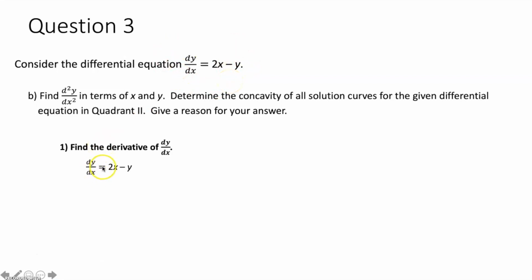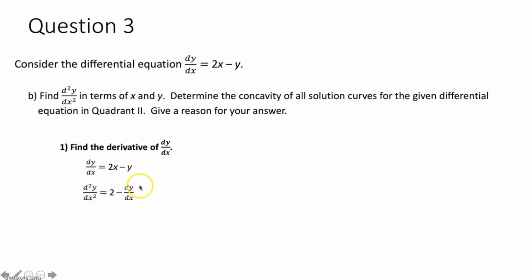Now, when you take the derivative here with respect to x, over here the second derivative is equal to the derivative of 2x. The 2 hops out front. Derivative of x is just going to be 1. So 2 times 1 is just 2. Derivative of y with respect to x is going to be dy/dx. You got to use a little implicit differentiation there.